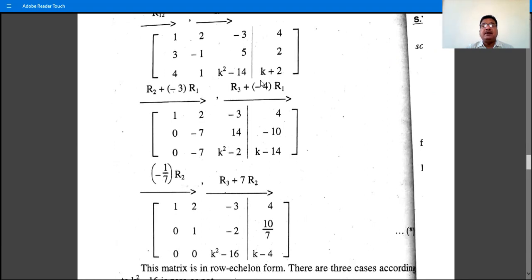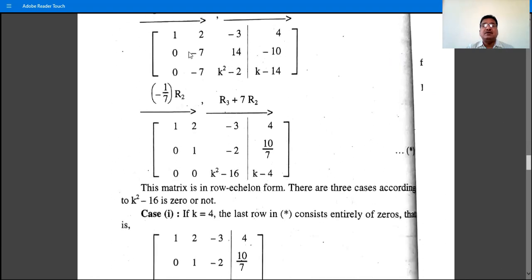If you multiply by minus 4 to this, then it becomes plus 12. So k squared minus 14 plus 12 is k squared minus 2. Then if you multiply by minus 4, then minus 16. So minus 16, k plus 2 minus 60 is k minus 40.